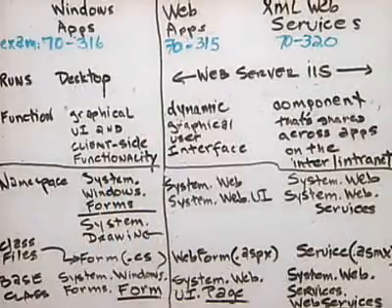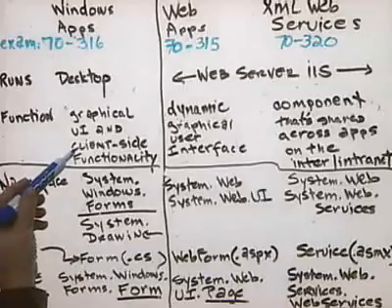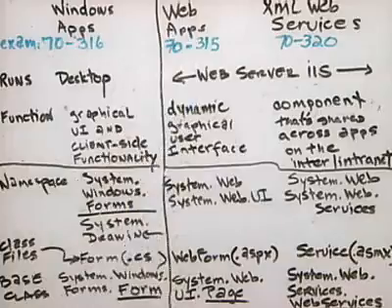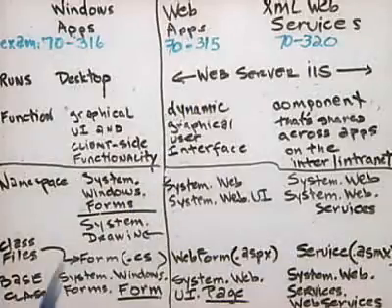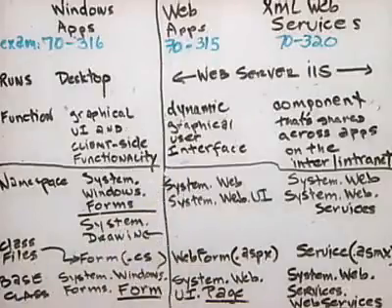But notice there is a similarity between a Windows application and a web application. A web application is also designed to generate a graphical user interface. The difference is that this application runs on the desktop. This type of application runs on the server. And when this application is processed, it actually generates a dynamic graphical user interface.